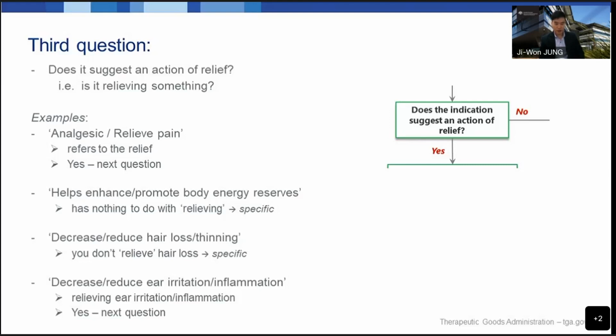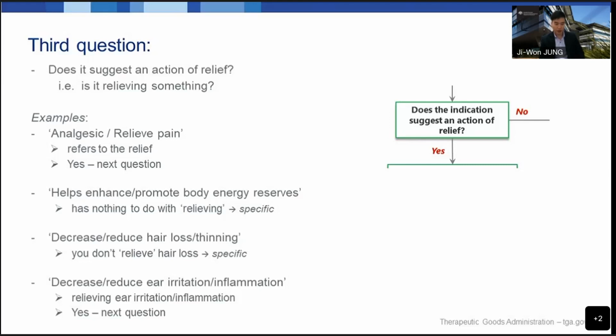For the next example, decrease, reduce hair loss or thinning. This one is a little bit more tricky. You have to think more carefully: if you replace the words decrease and reduce with the word relief, do you think the indication still makes sense? So essentially it would be relieving hair loss or thinning. When you think about it carefully, it does not really make sense. So the answer to this one would be no. It would not be a relief, and it turns out to be a specific indication.